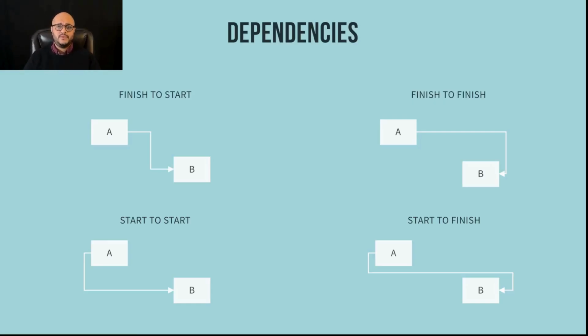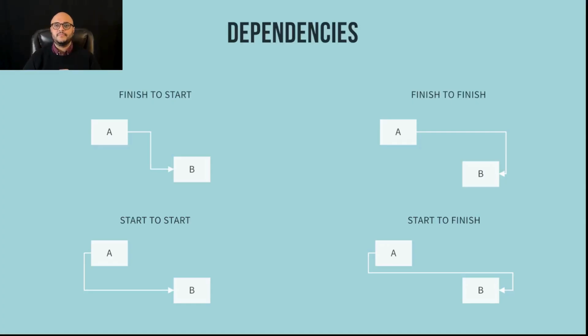So we start with a finish to start. This is the most common type of relationship, most common type of dependency. And all it says is, I cannot start task B until task A is finished. And the way it's represented is that the arrow stems from the end of task A to the beginning of task B. Finish task A to start task B. I cannot drive my car until I have turned on the ignition. I need to finish turning on the ignition first, and then I can drive the car.